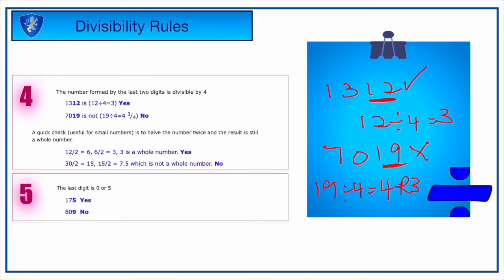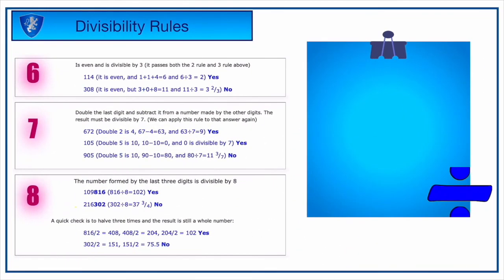And 6, again, is a very easy test. The test says to look at the rule for 2 and the rule for 3. So the test for divisibility by 6 is that the number passes both the 2 rule and the 3 rule. We're quite aware of the 2 rule now: the last digit should be even. And the 3 rule says that you add the digits and see if the number comes in your 3 times table. So that's the test for 6, which is straightforward.